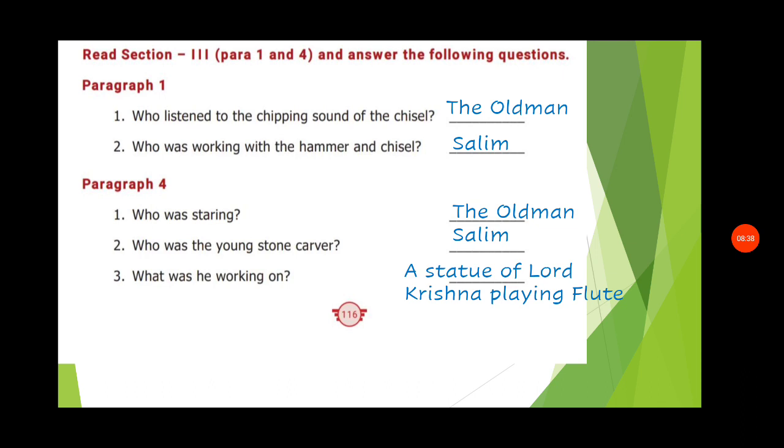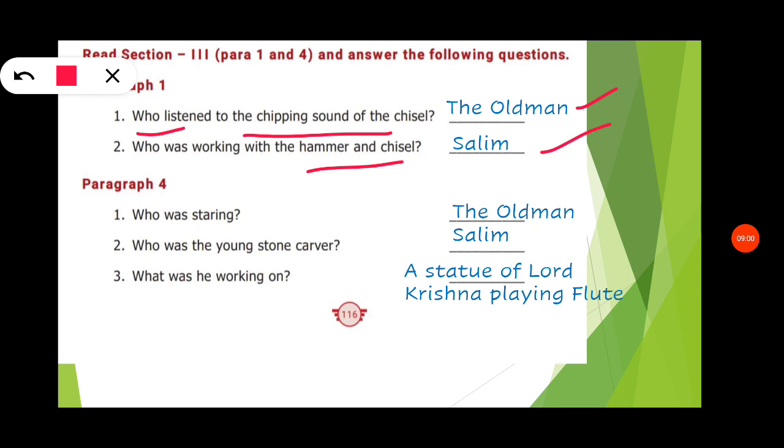Next, this is in your section 3, same unit 2 prose. You have to read the first paragraph and second paragraph and answer the following questions. In the first paragraph, who listened to the chipping sound of the chisel? The old man. Who was working with the hammer and chisel? Salim. Who was staring? The old man was staring. Who was the younger stone carver? Salim. What was he working on? A statue of God Krishna playing the flute.